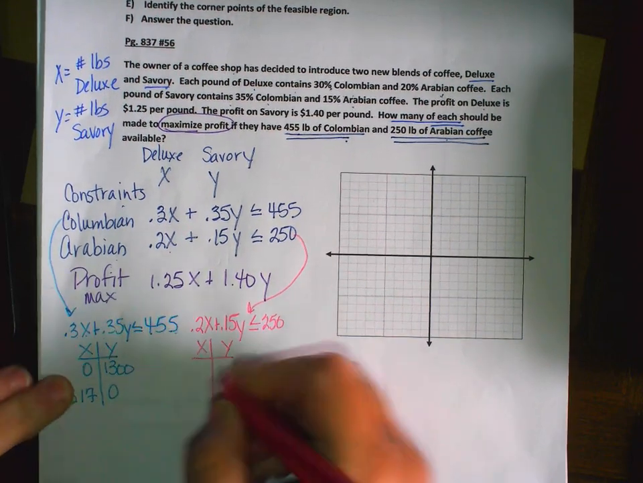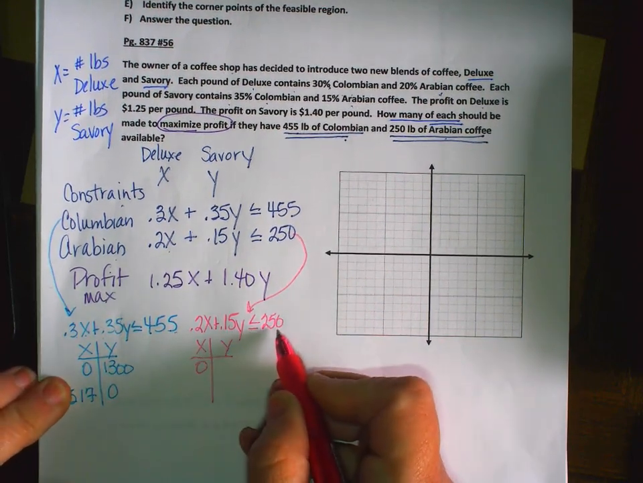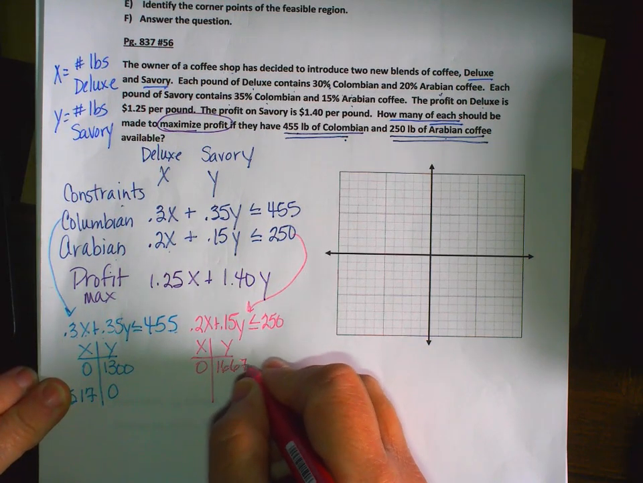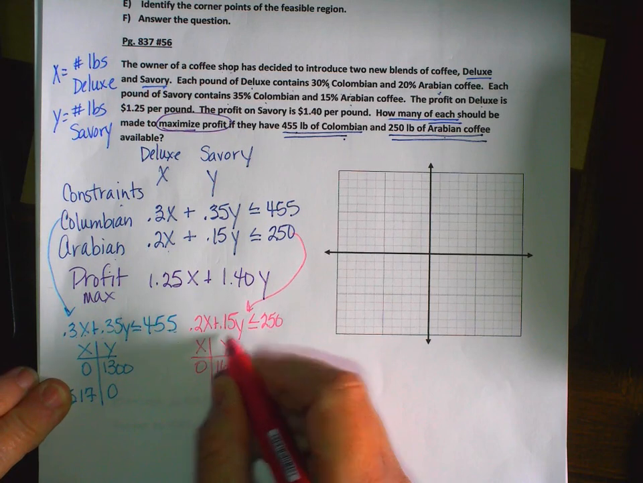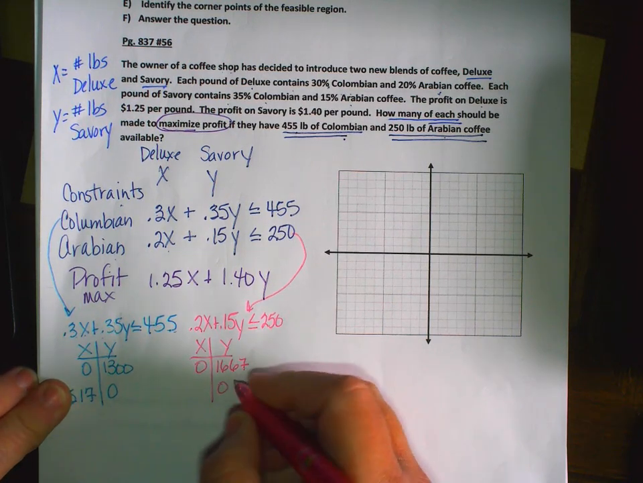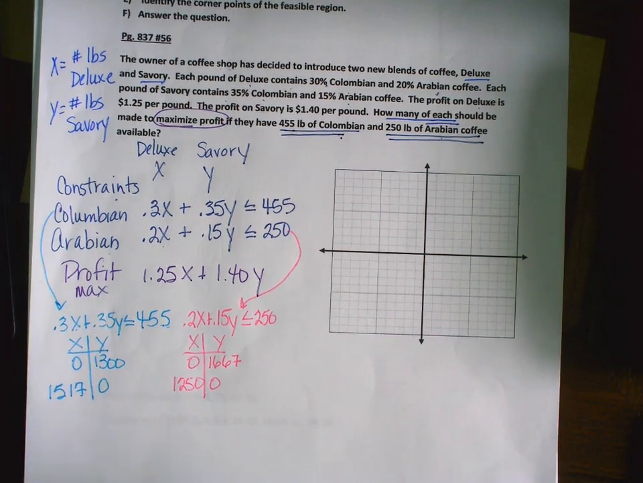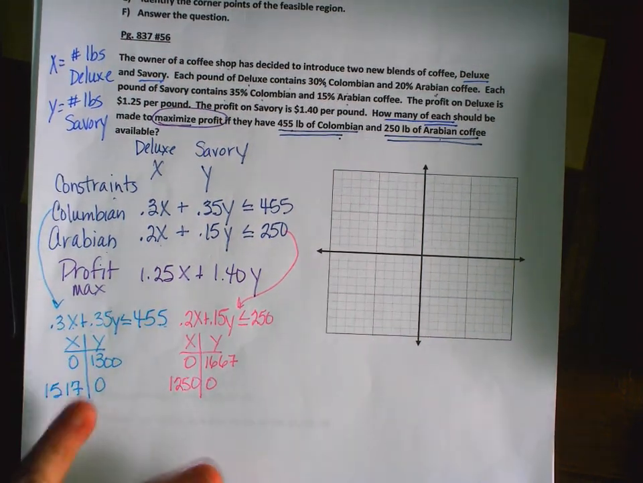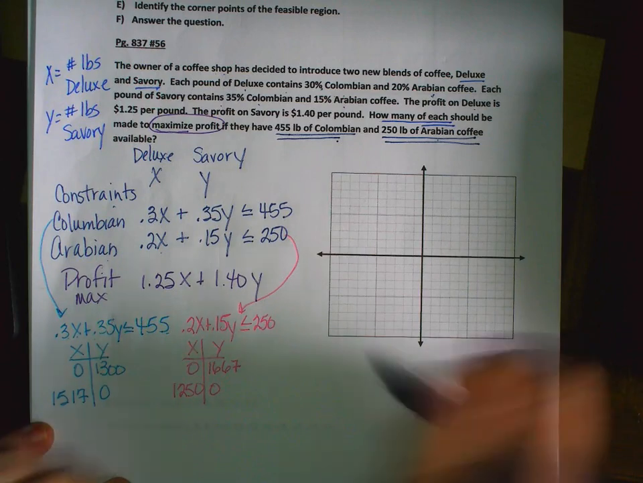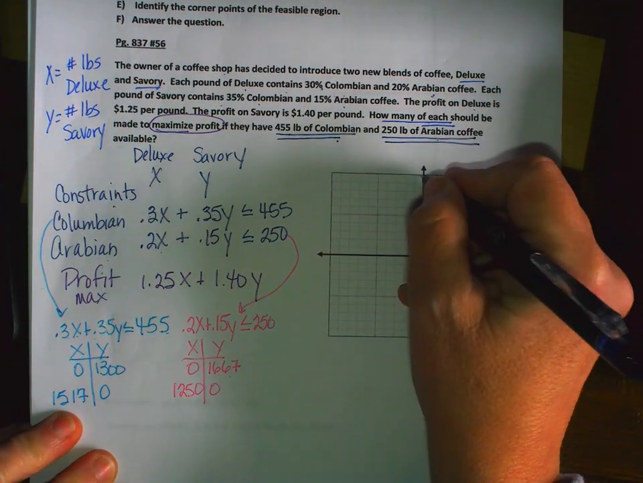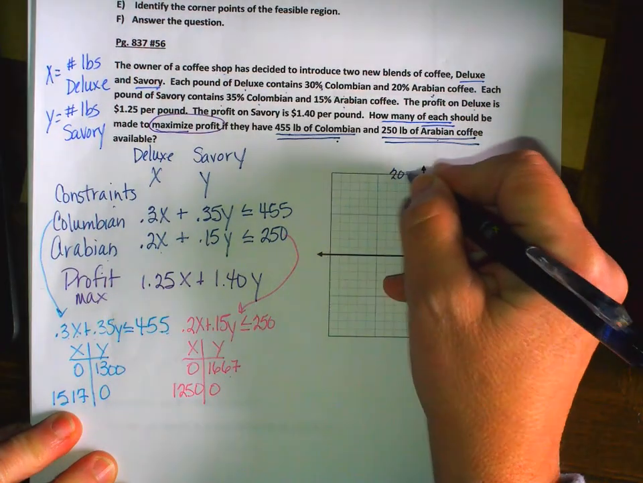If I plug in 0 for x and take 250 divided by 0.15, I get 1,667. If you plug in 0 for y, take 250 divided by 0.2, you get 1,250. Okay, and I get these points first before I figure out what my scale is going to be on my graph. And it goes as high as 1667. Okay, so I'm going to say that the top point here is 2,000.